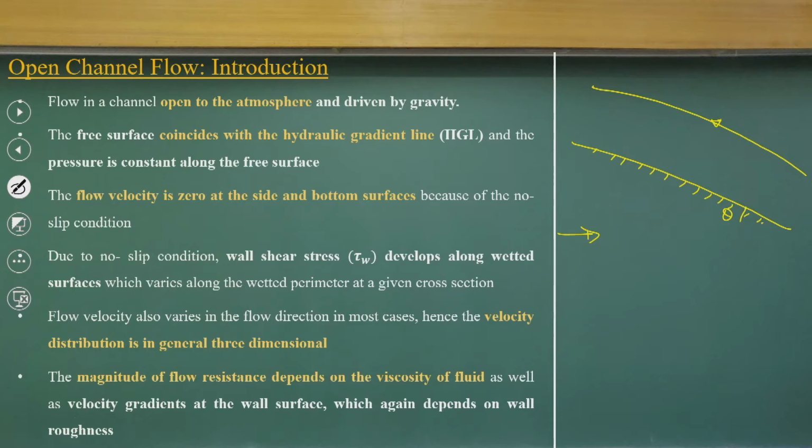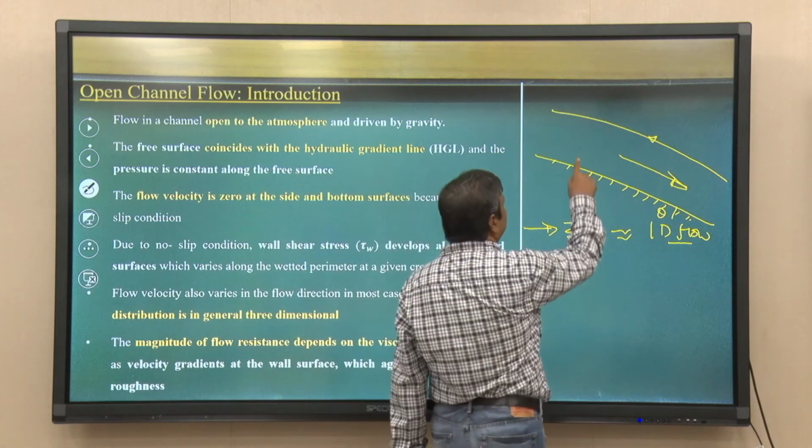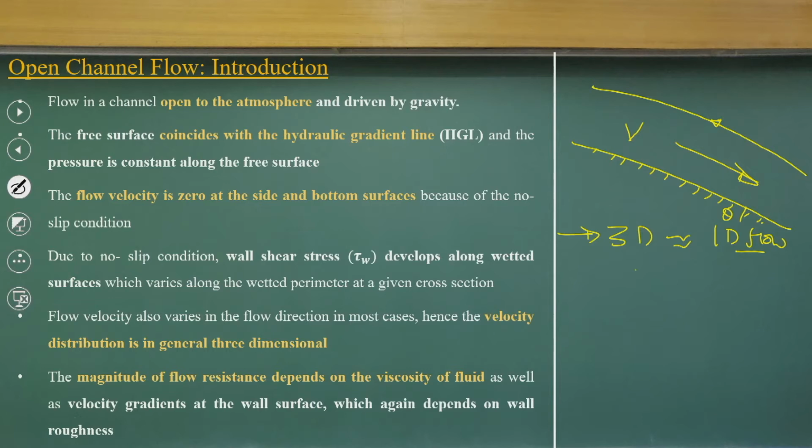We do this in many cases: the three-dimensional flow is approximated to a one-dimensional flow. That means we are just talking about the flow happening in these directions only, mostly the longitudinal direction, which dominates the flow. Then I have the velocity v, which varies along the x direction. If y is the flow depth, y also varies with x, and the area of flow also varies with x.